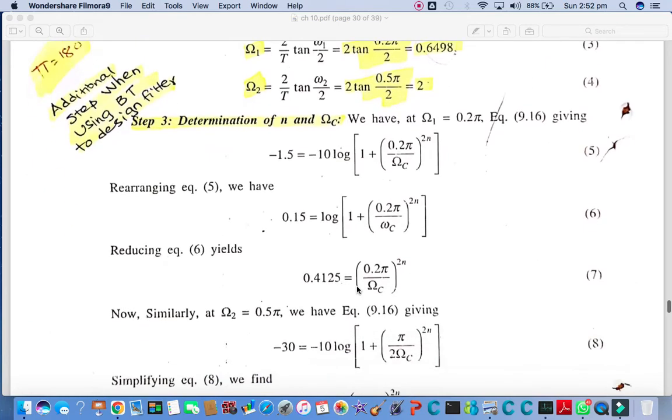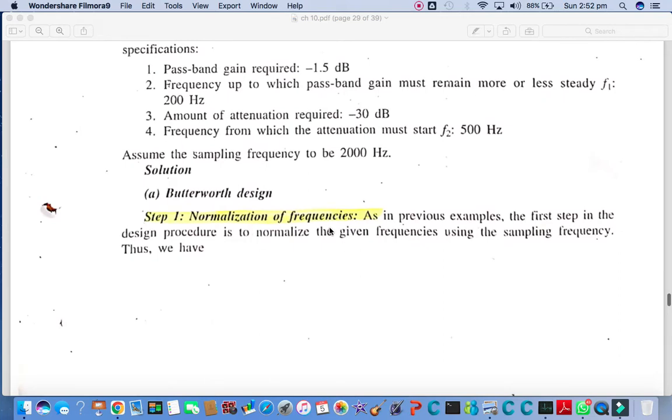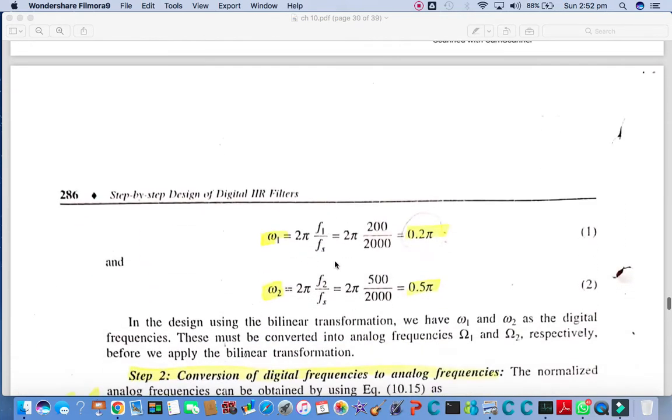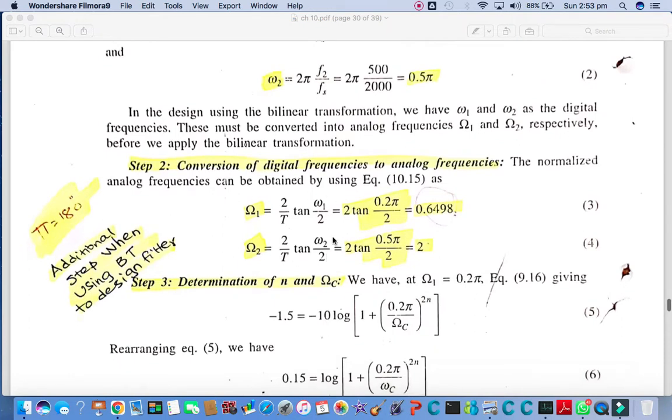So over here what we are doing is first normalizing the frequencies, and for the normalization of the frequencies we already know these two formulas, and we have used the sampling frequency and both the frequencies over here, and we have calculated the W1 and W2, and then afterwards we have another additional step, because in this problem we have to do the bilinear transformation. So for that bilinear transformation we have to do that extra step. So this is the conversion of W's into omegas.